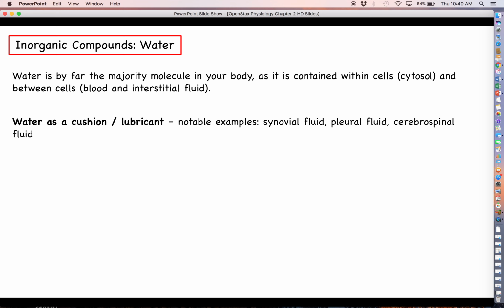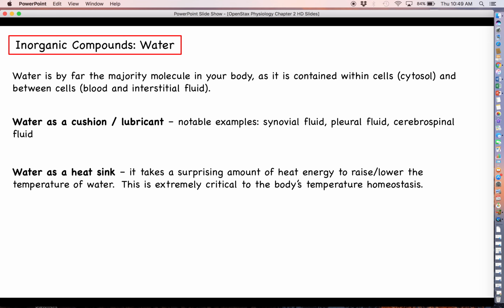It acts as both a cushion and a lubricant, so it's a part of special extracellular fluids like synovial fluid, pleural fluid, cerebrospinal fluid, things that we will discuss later in the semester, but those are just examples we can list right now.